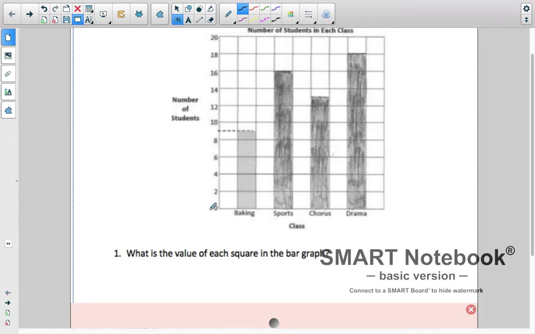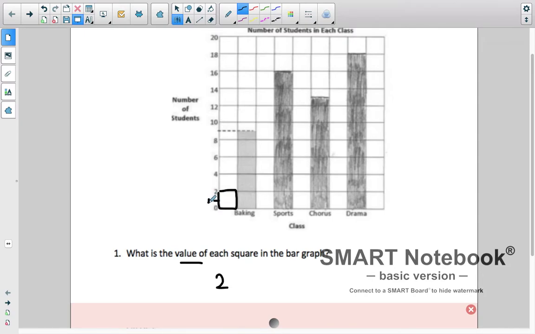If we look, it jumps by 2. So 0, 2, 4, 6. So when we say what is the value of each square of the bar graph, 1 square equals 2. So the value of one of these squares is 2. So this is 2, this is 4, this is 6, this is 8. And in between these numbers, it just counts in order.